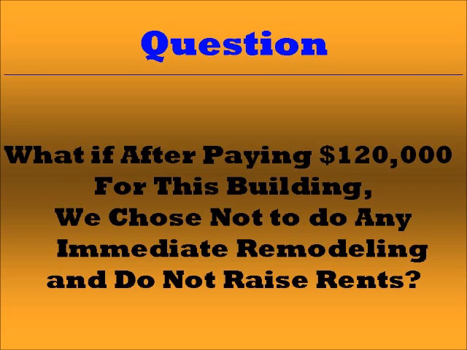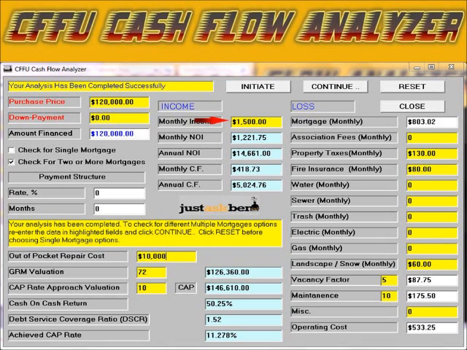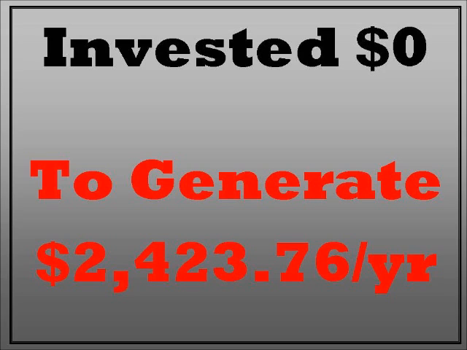Or here's another one. Here's a good one. What if we bought this building for $120,000, but instead of spending money on upgrades in order to hike the rents, we didn't spend any money and just left the rents at $1,500 a month. Change this back to $1,500 and change this to 0 and hit continue. The achieved cap rate looks like 10.05%, but the cash-on-cash return, look at this, infinity. Guess what? You invested no cash to make over $2,400 a year. That's why it says infinity.